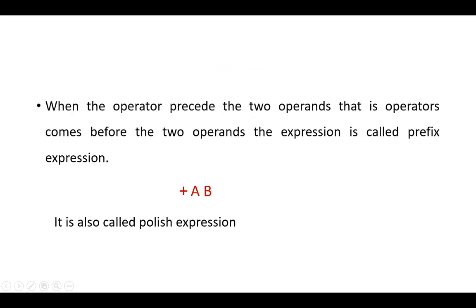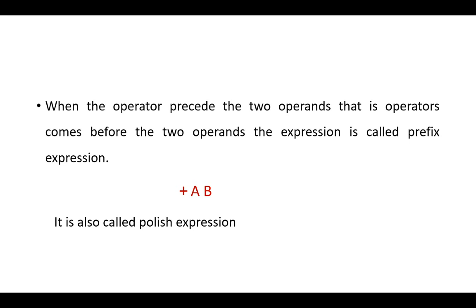Another way of representing an expression is prefix notation. So what is this prefix expression or prefix notation? Here the operator is placed before the two operands, that is, it is prefixed before the two operands. For example, with the same example, a plus b can also be written as plus ab, where plus is the operator which is written before the two operands a and b. So this form of representation is called prefix expression, or it is also called Polish expression.